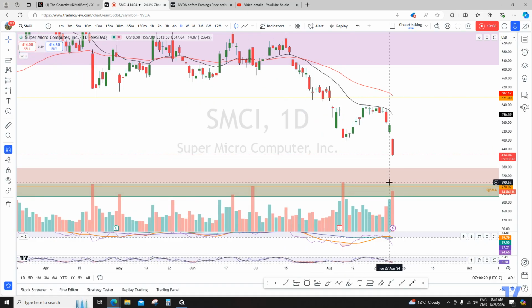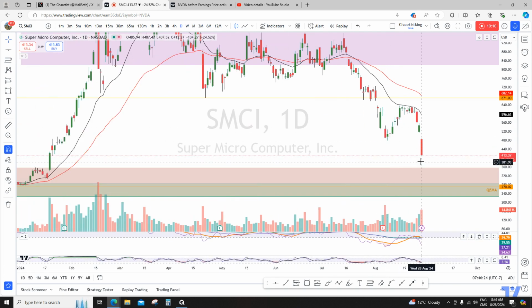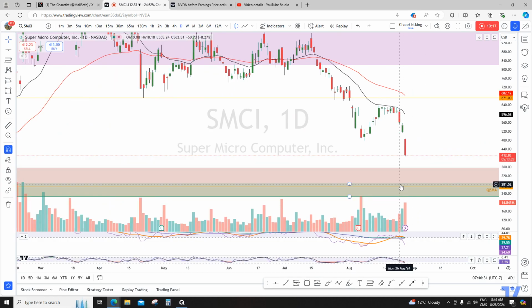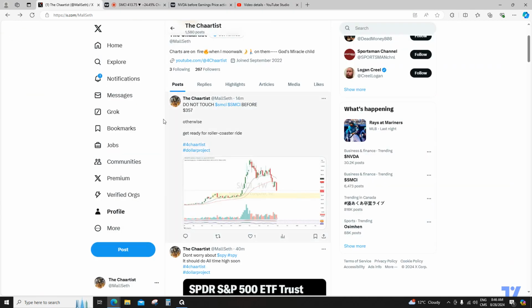Irrespective, see, it should come here. I'm telling you. But if you're trying to short it here, it's very risky. If you're shorting it now, it's fine because there are buying pending orders sitting here. I'm not, see, it should come to 287. Okay, but I clearly said here, so look here, 357, do not touch SMCI before 357.